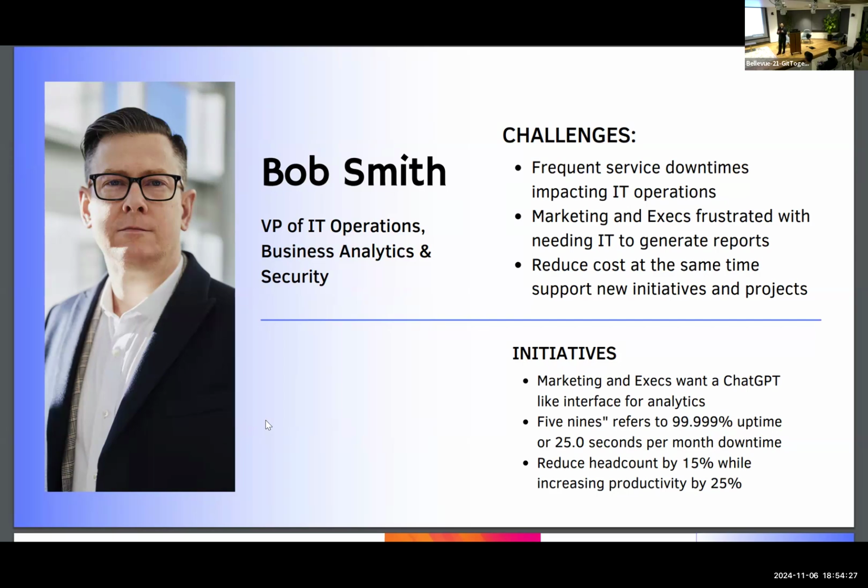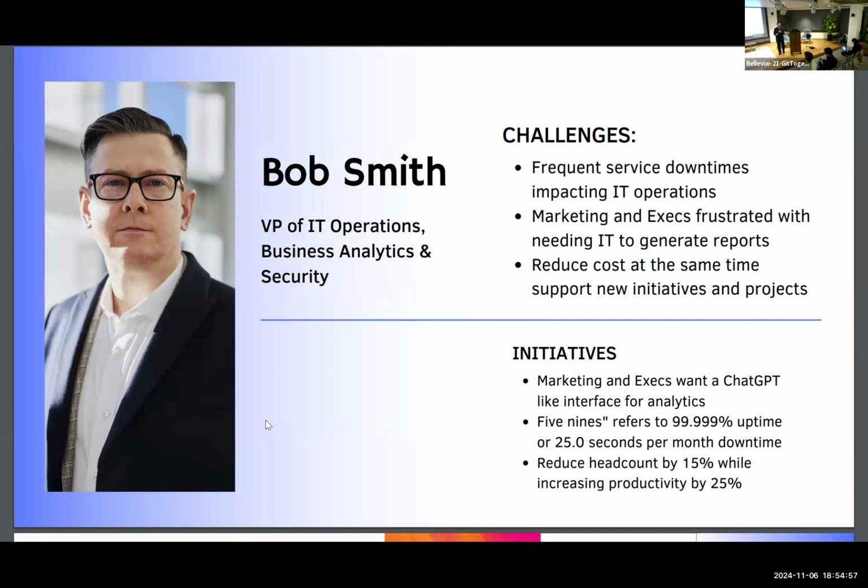His marketing and executives are really frustrated because they need to get IT involved in order to get the data out of their analytics tools such as Splunk, SQL, and Oracle. And finally, the other challenge is the revenues have been increasing, but the profits have been going down. So the direction from his CEO is to reduce the overall costs and increase productivity.